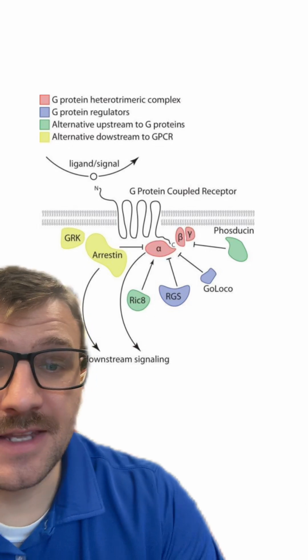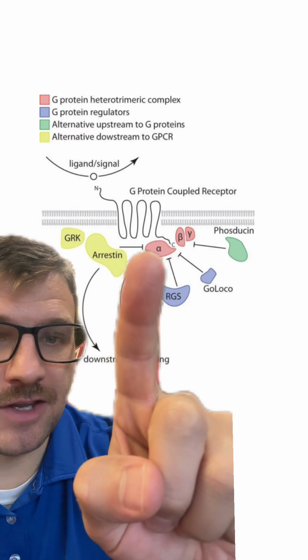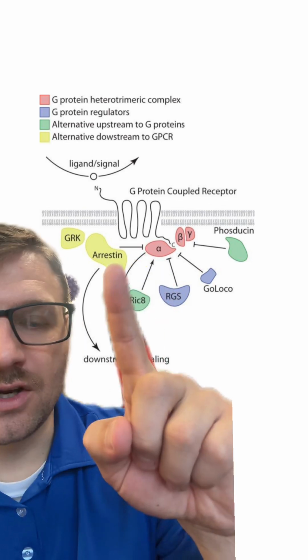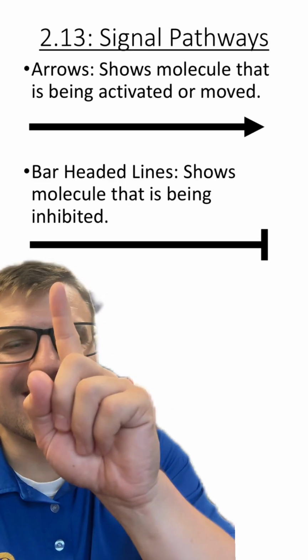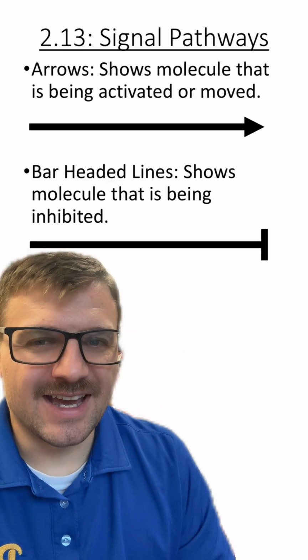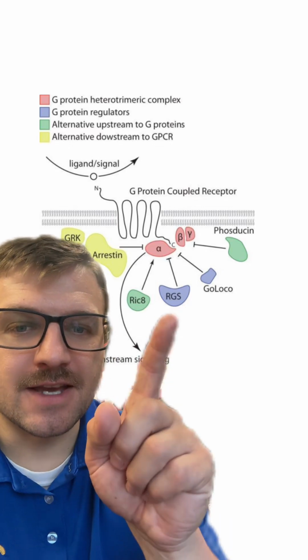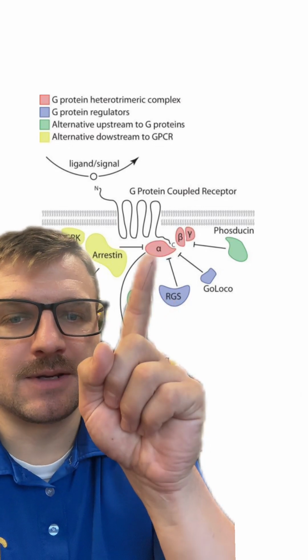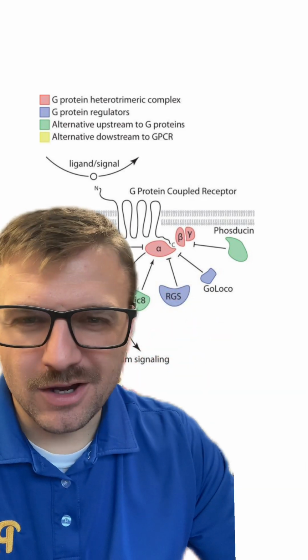As you can see in this diagram, this RIC8 molecule is going to activate whatever this alpha molecule is. You can also take a look at this protein that's going to activate some downstream signaling. These are also called bar-headed lines, and they usually show a molecule that's being inhibited. So again, you can see in this diagram, RGS is inhibiting this protein, as well as this molecule. I think it's named GoLoco. I think it's a cool name.